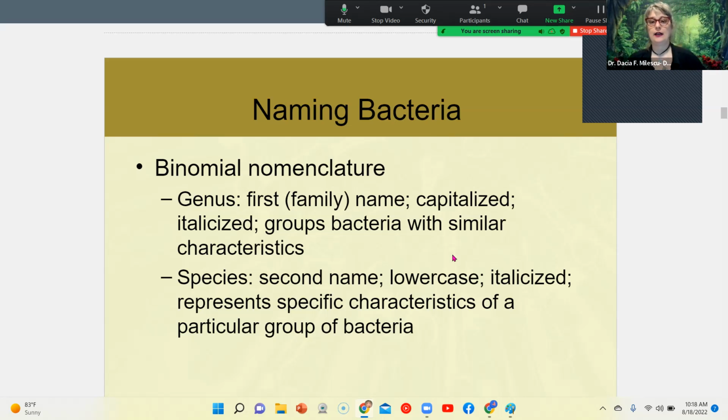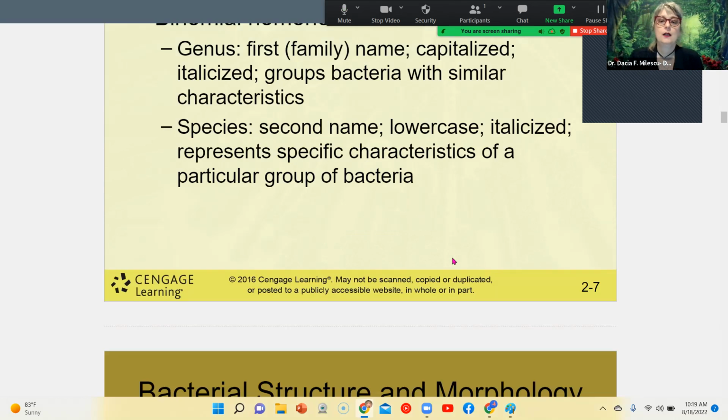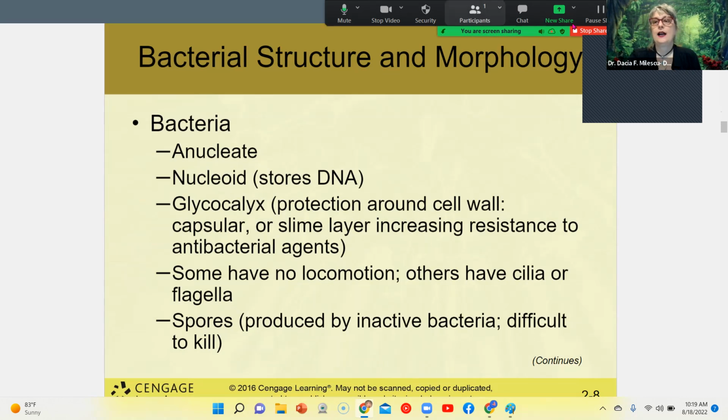So you know how we have the first name of the individual and then the family name. Well, you can consider the second name the family name, which is basically your family is the species that you come from, right? So think of Homo sapiens, right? That's us. So the species is sapiens. So a species is the second name. It's going to be lowercase. It's going to be italicized, and it represents the specific characteristics of a particular group of bacteria. So that's how we categorize, identify, and name bacteria.